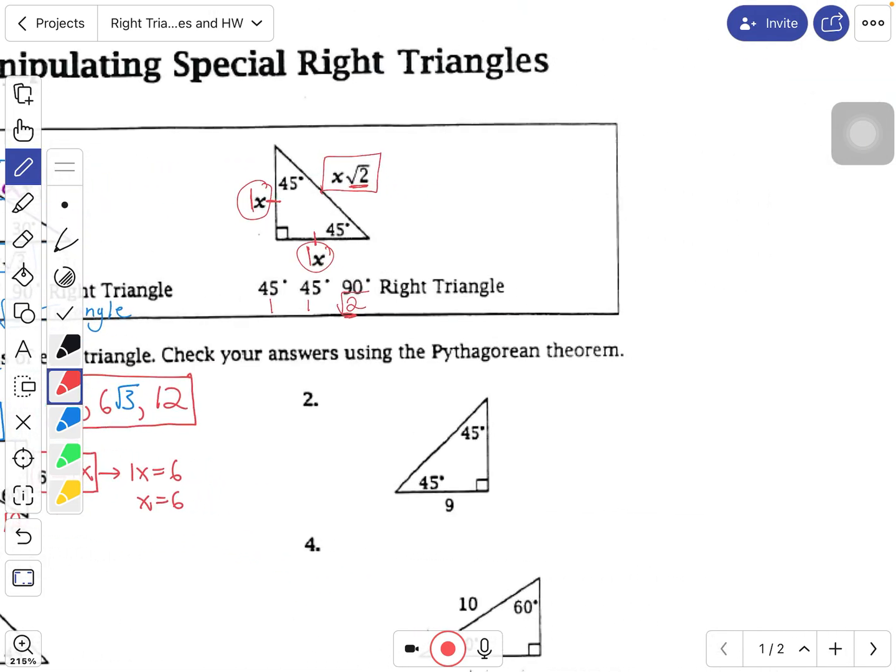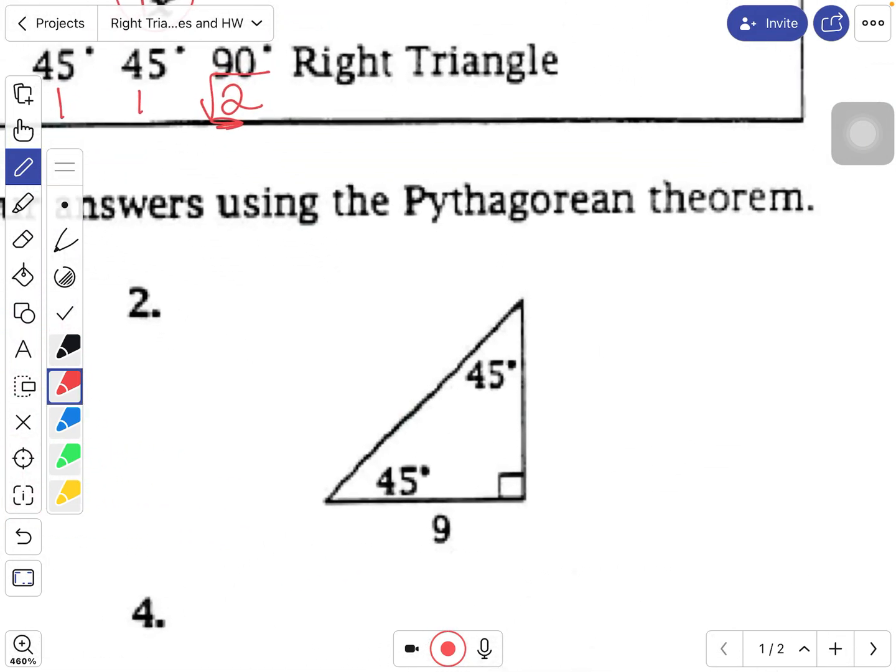Let's try a 45, 45, 90. When I look at 45, 45, 90, I think about my 1, 1, 2 ratio. I know that these two sides here have to be isosceles. So if this guy gets to be x, then this guy gets to be x as well. Right now they're telling us, hey, x is 9 in this problem. So if x is 9, then this side over here also has to be 9.